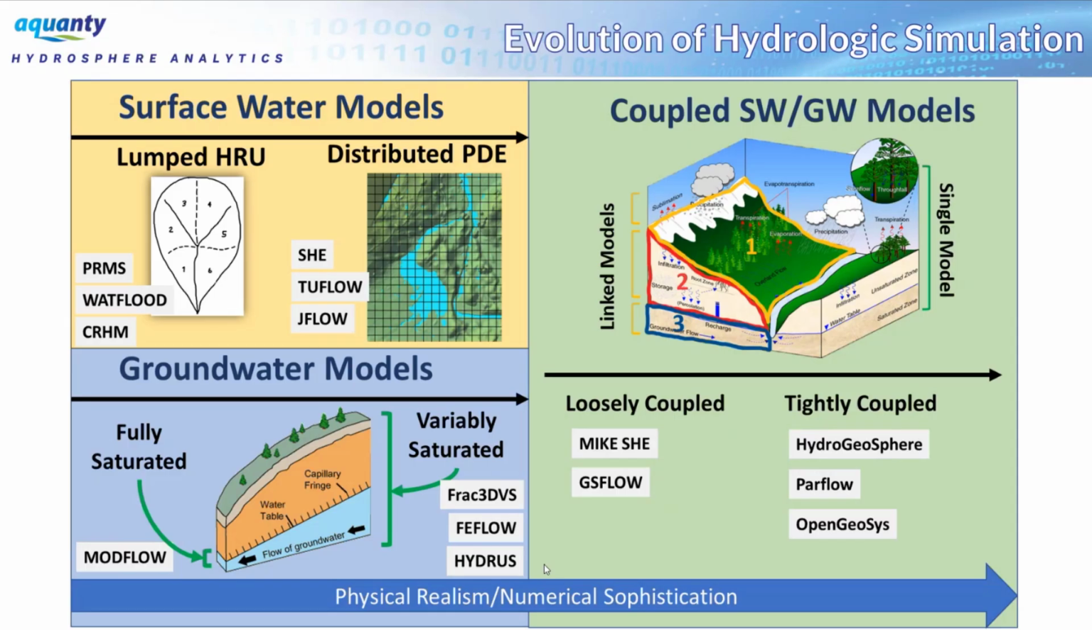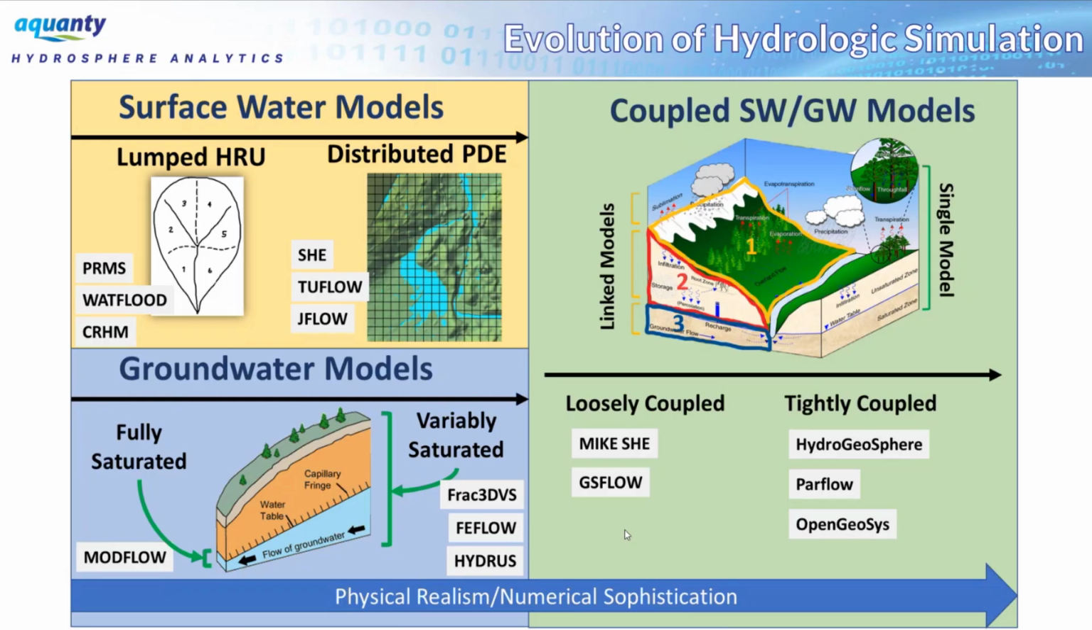Flow is probably the most commonly used variably saturated groundwater flow model in the market. Hydrus would be another example. But as you start to try and bridge the gap between surface and subsurface flow regimes, now you get into the world of coupled models.